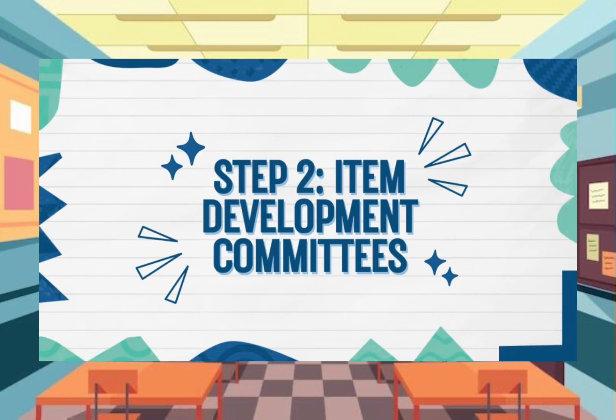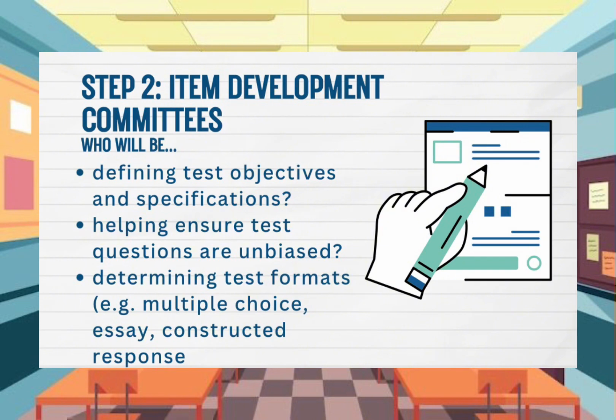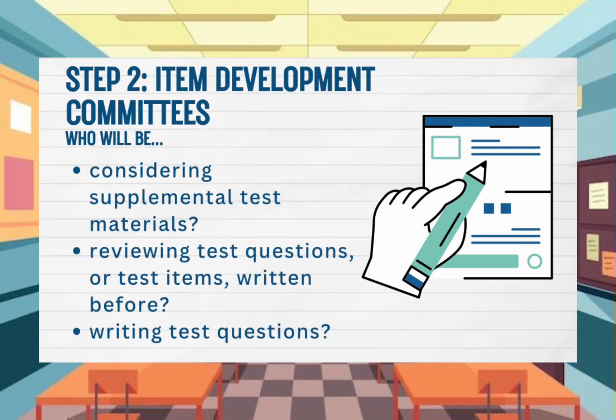Step 2. Item development committees. Now the questions that would be addressed should start with who. First, who will be defining test objectives and specifications? Second, who will be helping ensure test questions are unbiased? Third, who will be determining test formats, for example, multiple choice, essays, and constructed response? Fourth, who will be considering supplemental test materials? And fifth, who will be reviewing test questions or test items written before?